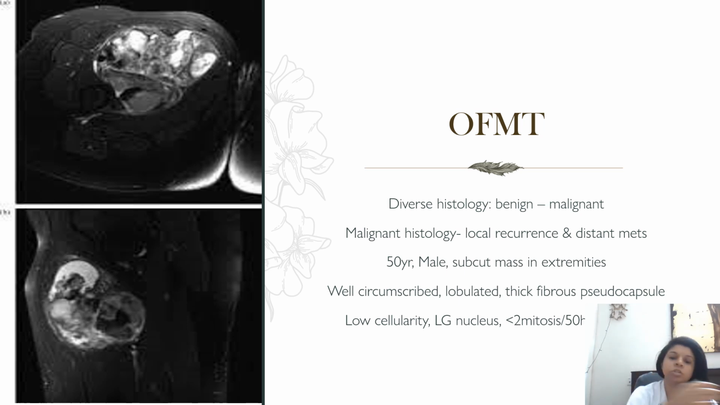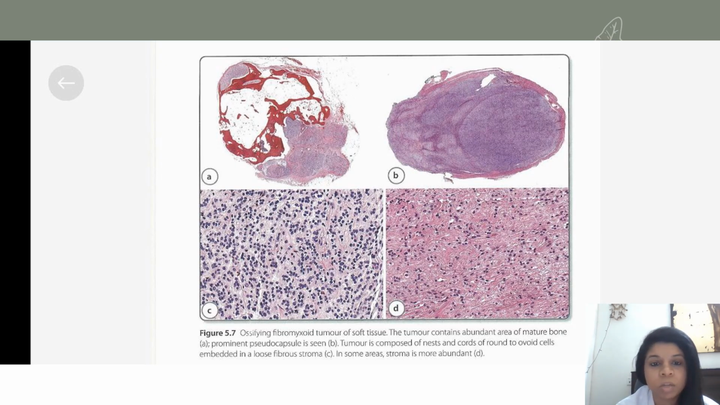Benign histology shows mostly low cellularity, low-grade nuclei with fewer than 2 mitoses per 50 high power fields, and malignant histology shows mostly higher cellularity, irregular high-grade nuclei with more mitoses. Histologically, you can see the thick fibrous pseudocapsule, and within the capsule itself you can see some prominent mature bony areas as well. They show nests and cords of round to oval cells in a fibromyxoid stroma. Sometimes the fibromyxoid stroma is very abundant.